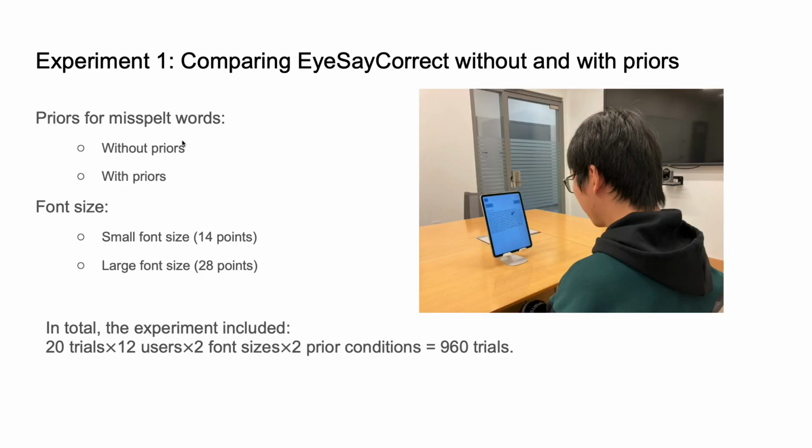We first conducted an experiment comparing EyeSayCorrect without and with priors. The study was a within-subject design. The independent variables were the priors for misspelled words and the text font size. The experiment included 20 trials for 12 users, 2 font sizes, and 2 prior conditions. There were 960 trials in total.